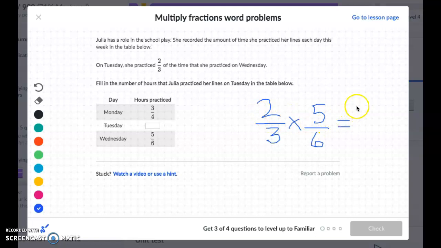So 2 times 5 is 10, and 3 times 6 is 18. But then I can also simplify. I can divide both of those by 2. 10 divided by 2 would be 5, and 18 divided by 2 would be 9. So 5/9 is going to be my answer.